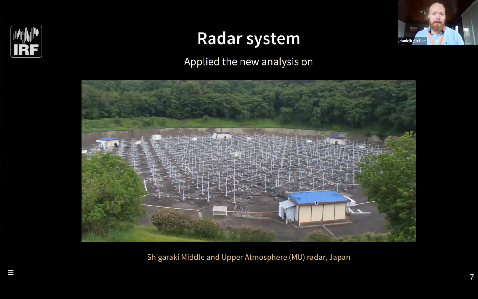We applied this new analysis on the MU radar in Shigaraki, Japan. It has 475 antennas spread in a field that's approximately 100 meters in diameter. The important part is that it collects these antennas into 25 receiving channels, so we can do very good interferometry with it. Even though it's a monostatic system, we can get very nice meteoroid trajectories, and I'm going to show you more about that. Johan will also show more about that in the next talk.